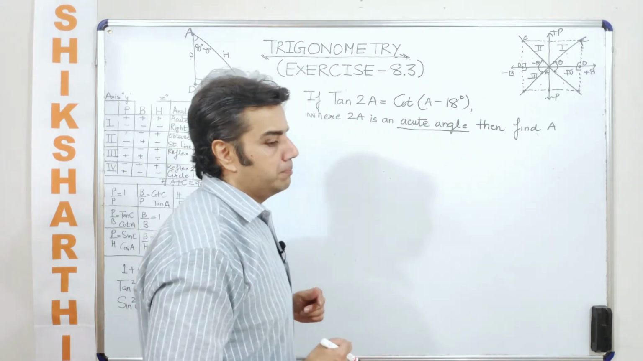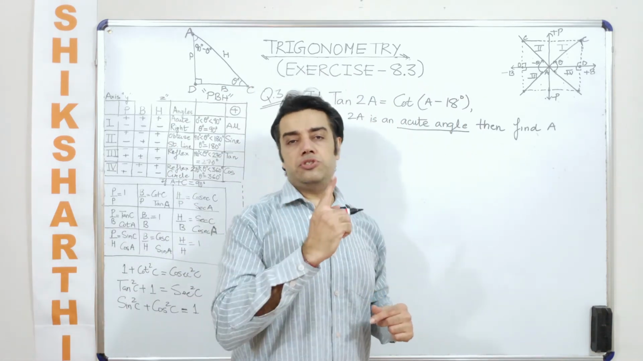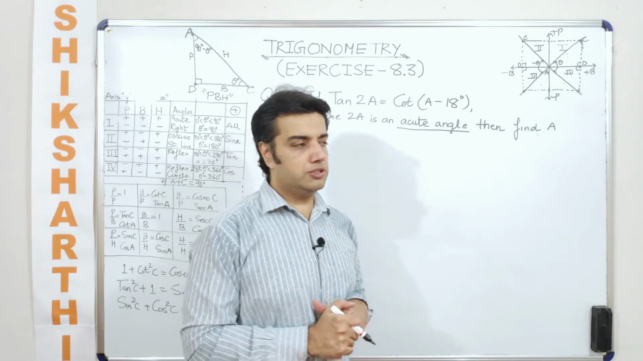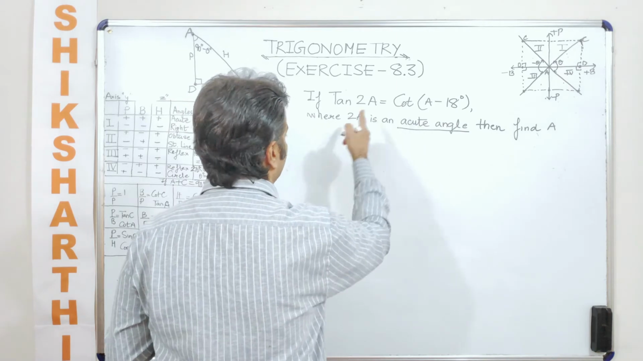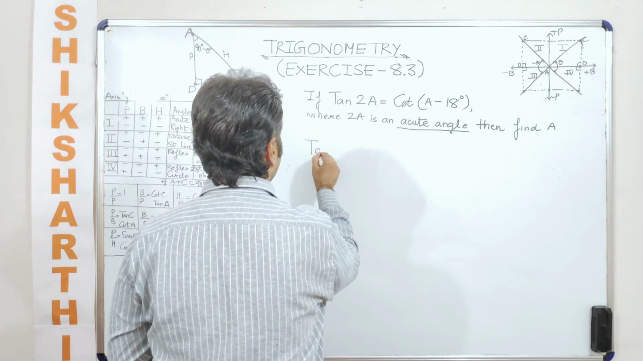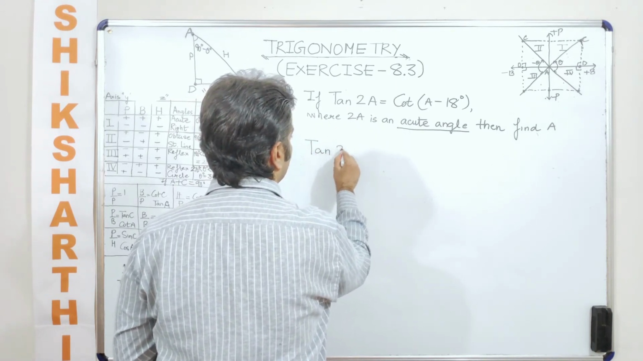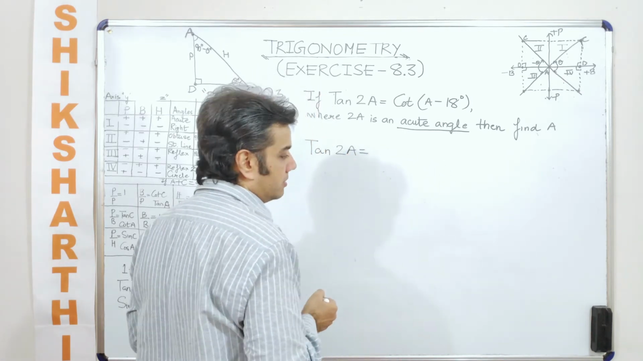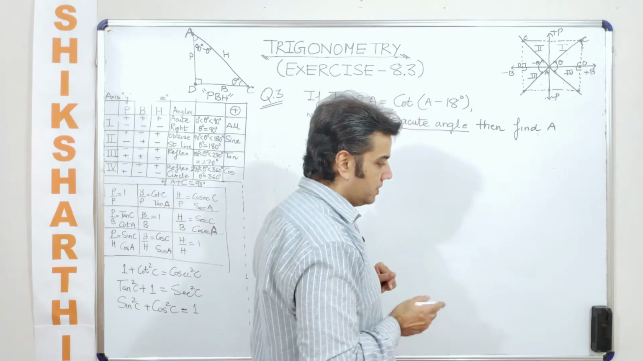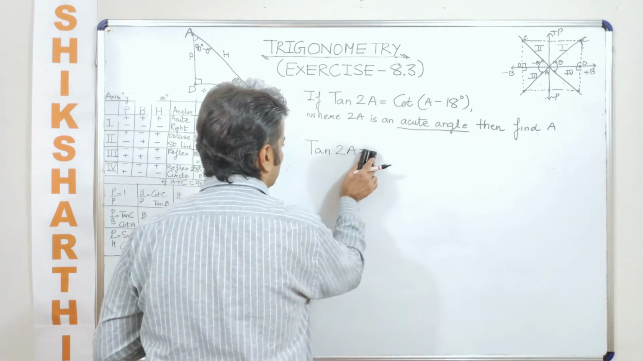So this question can be approached in many ways, but I would first talk about the basic way of approaching this question, which says, now this is given to you. So I can use the complementary angle theorem, which says tan of 2A is already given to you, right? So complementary can be used in two ways now.